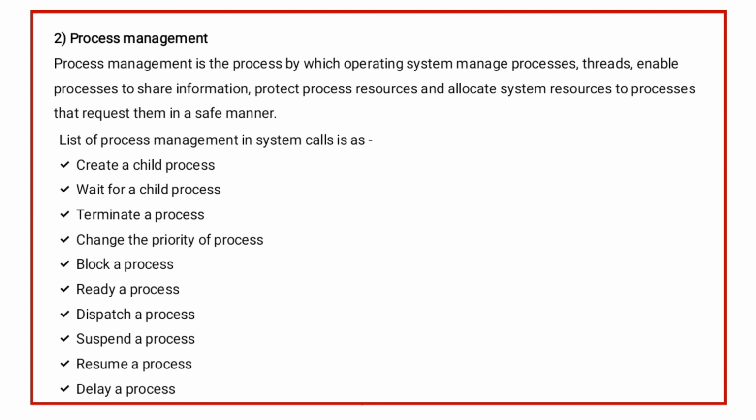Some of the process management system calls are: create a child process, wait for a child process, terminate a process, change the priority of a process, block a process, ready a process, dispatch a process, suspend a process, resume a process, and delay a process. Now these are the list of process management system calls. Now next is memory management.